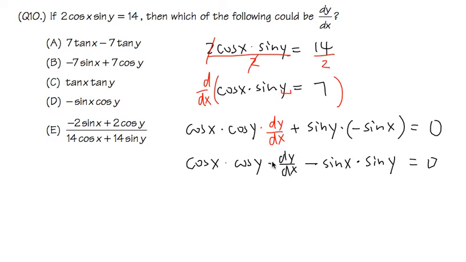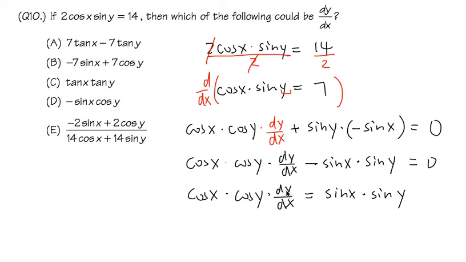Now we are going to isolate the dy dx. To do that, I will have to bring this part to the right hand side. Since this is a negative, once it goes to the other side, it becomes positive. So I'm looking at this as cosine x times cosine y, multiplied by dy dx, that equals, this goes to the other side, sine x times sine y.